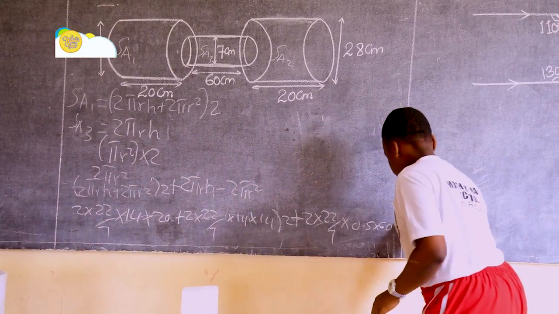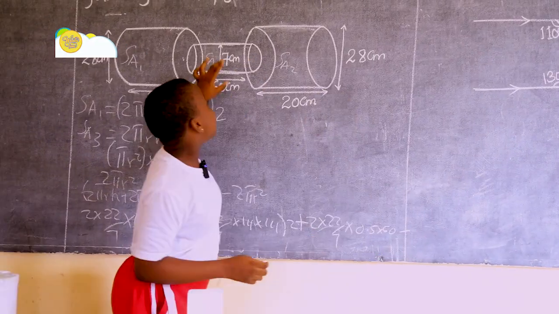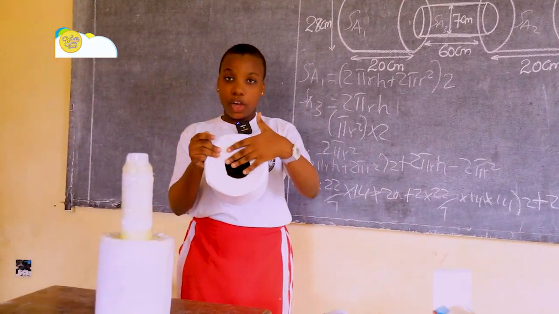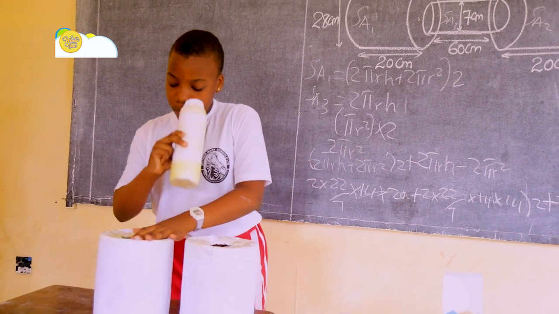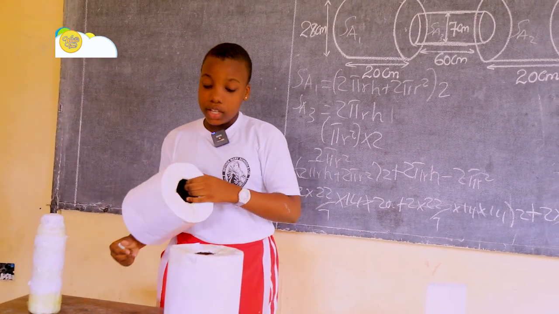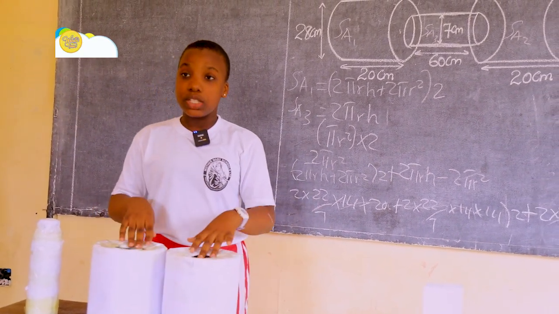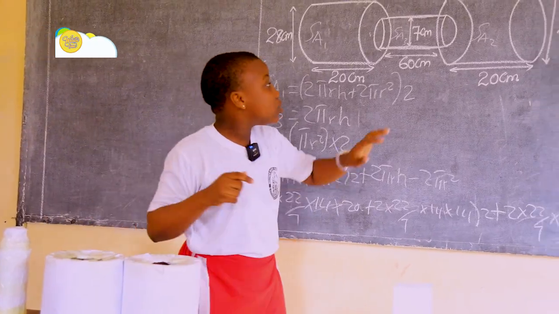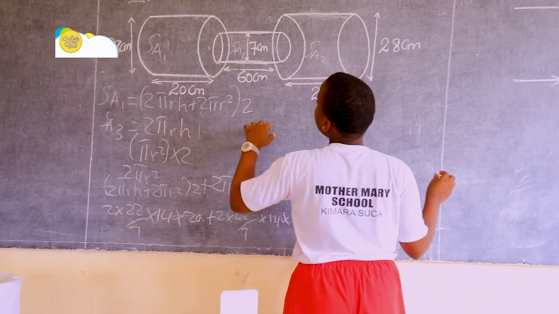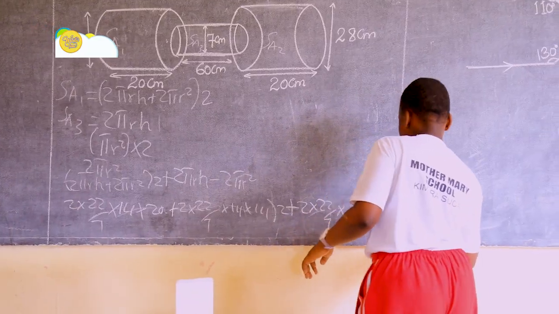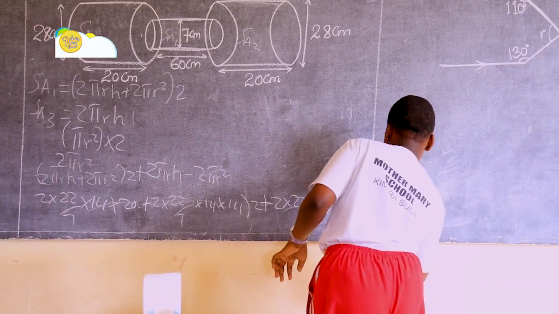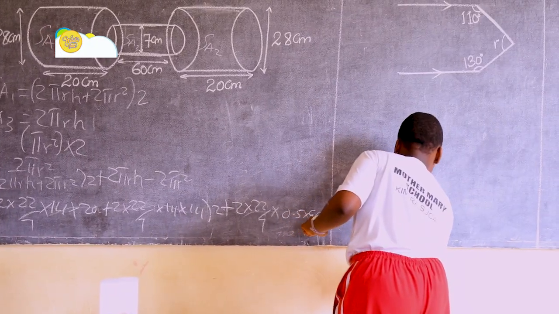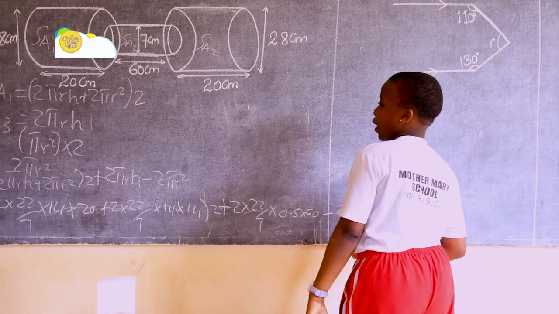Then minus, we are going to subtract these 2 circles, which, as you can see here in this figure, we have a hole here and also a hole here. So we are going to subtract these 2 holes because they interfere in this cylinder. So we are going to subtract these 2 circles. We take 2 times pi r square, 22 over 7 times the radius. Our radius is 0.5 times 0.5.